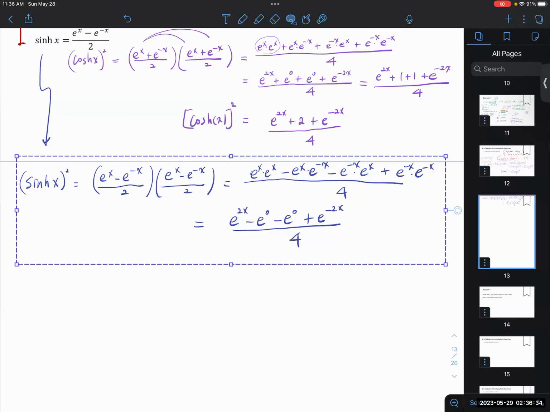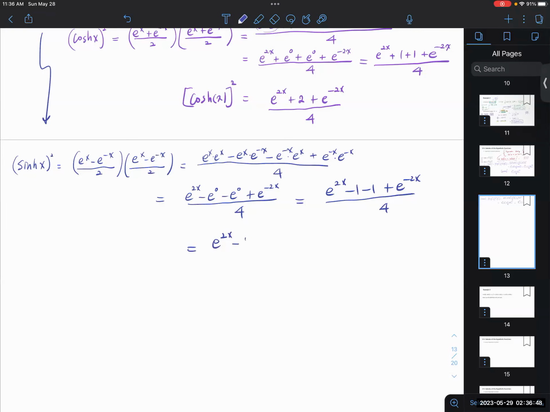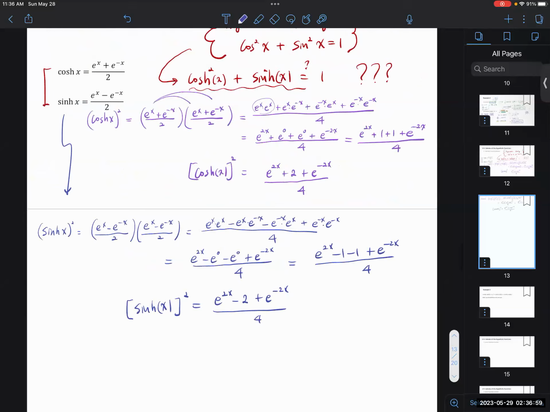Are we okay? So now I'm going to simplify. That is e to the 2x minus 1 minus 1 plus e to the negative 2x over 4. So what is that? e to the 2x minus 2 plus e to the negative 2x over 4. That's sinh x second power. So we found out what cosh second x and sinh second x are. Let's add them up. It's going to be really 1?